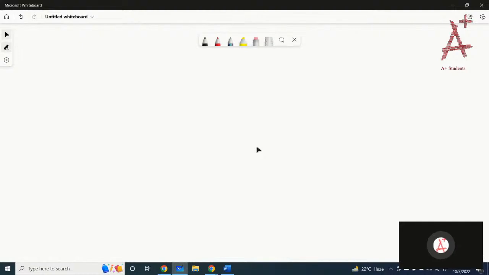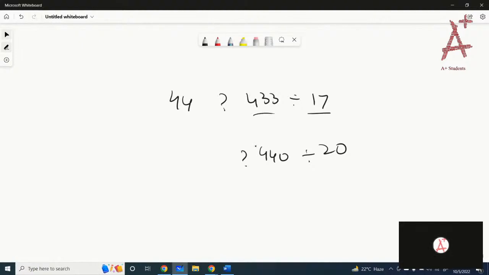Okay, the next one is 44,433 divided by 17. Okay, you have to look for a number. You have to estimate both the numbers. 17 is estimated to 20 and 44,433 is estimated to 44,000. Now let's just divide them. 2 times 22 is 44. So 44 is greater than 22. So the correct option is the greater one. Got it?